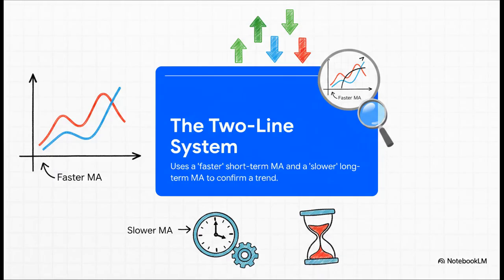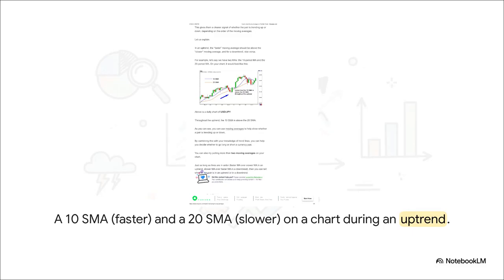Okay, so how does it actually work? Simple. We use two moving averages. We have a faster one, let's say a 10-period, that reacts really quickly to recent price changes. And then we have a slower one, maybe a 20-period, that's much smoother and shows us the longer-term picture. The real magic isn't in either line by itself, it's all about how they interact with each other. And here it is in action. See the orange line? That's our fast 10 SMA, and the green line is our slower 20 SMA.